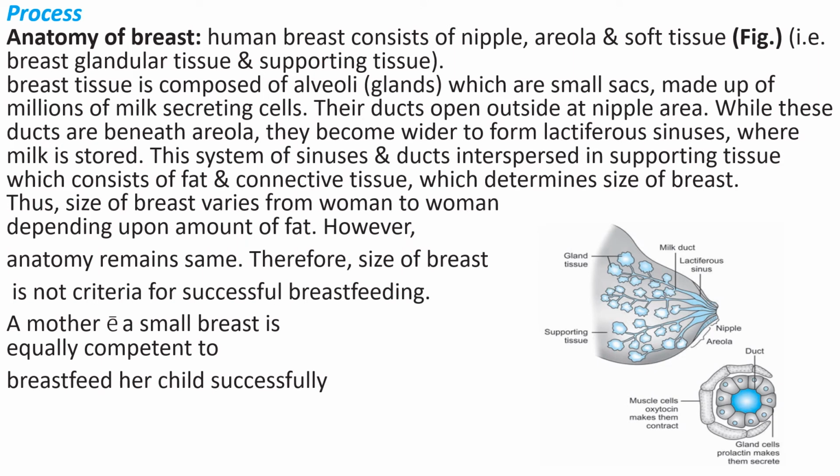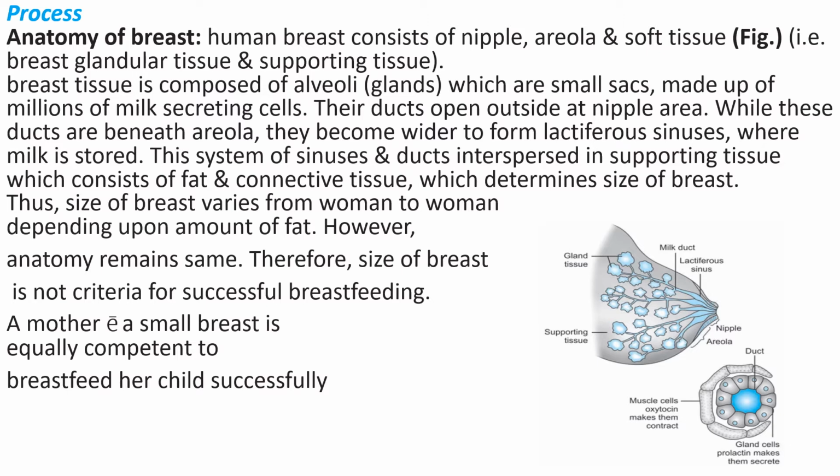Human breast consists of nipple, areola, and soft tissue, as the figure is showing. Breast is a glandular tissue and supporting tissue. Breast tissue is composed of alveoli glands, which are small sacs made up of millions of milk-secreting cells. Their ducts open outside at nipple area. While these ducts are beneath areola, they become wider to form lactiferous sinuses where milk is stored.